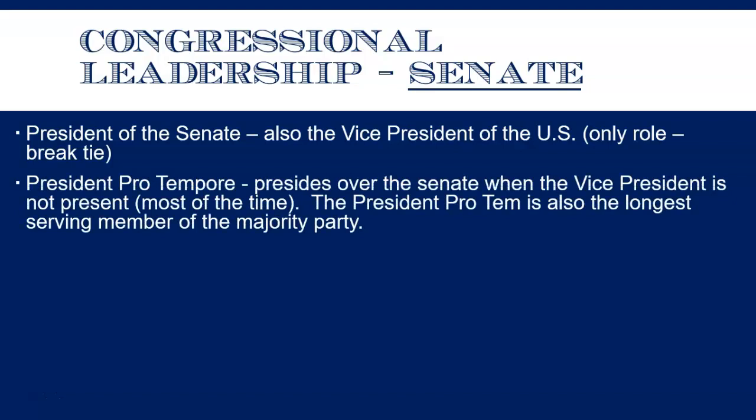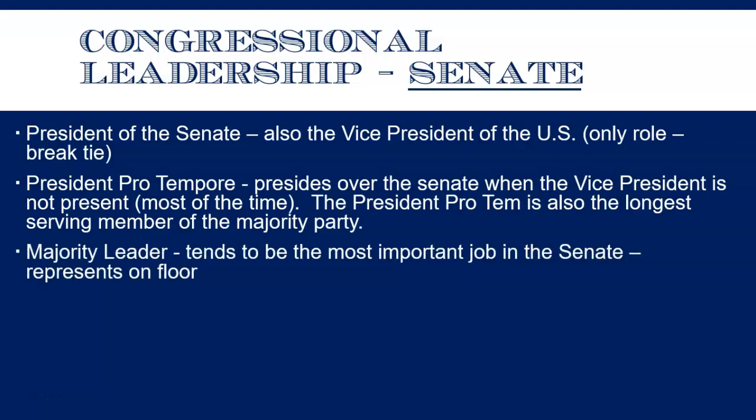The president pro tempore, which means for the time being, basically presides over the Senate when the vice president is not present, which is most of the time. The vice president doesn't sit in on all the congressional time. They have more important things to do, I guess. Based on the whips, they know when something's going to be very close, and they may bring him in to actually break the tie. But when he's not there, the president pro tem takes his place. This is usually going to be the person with the longest tenure in the majority party.